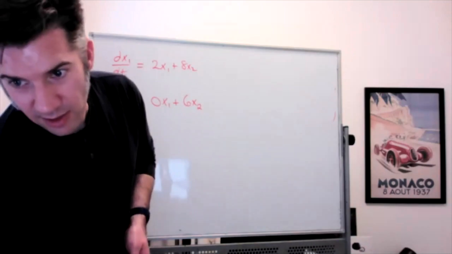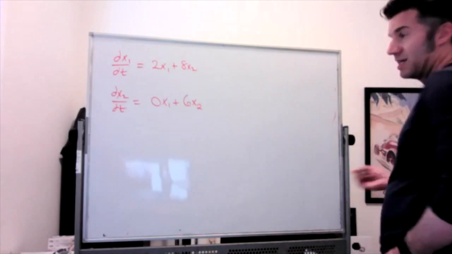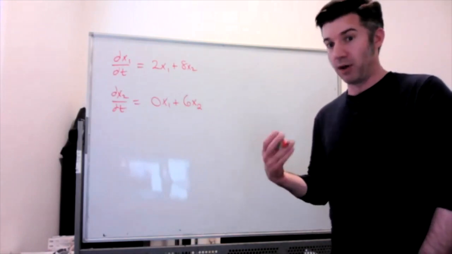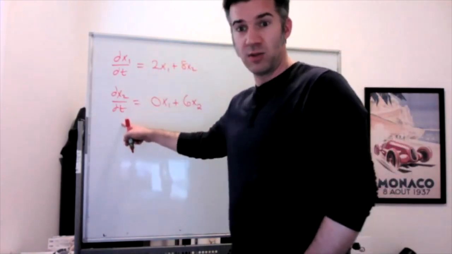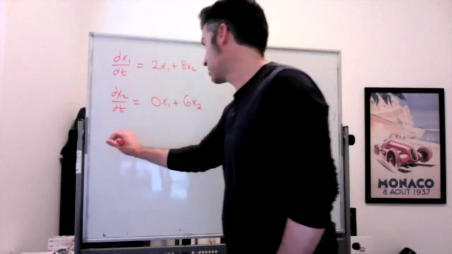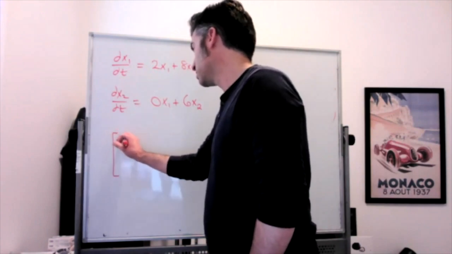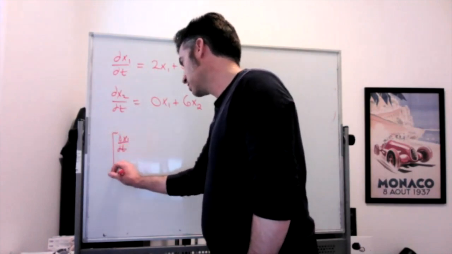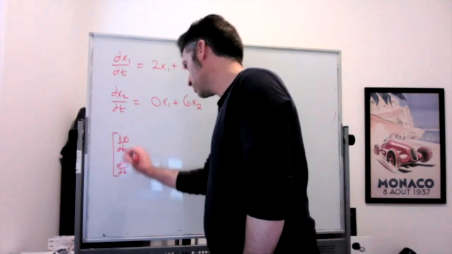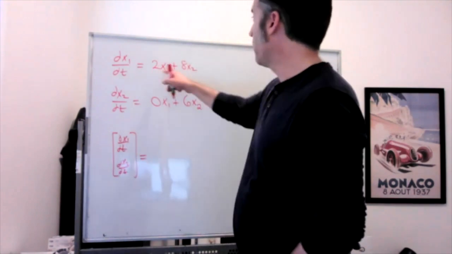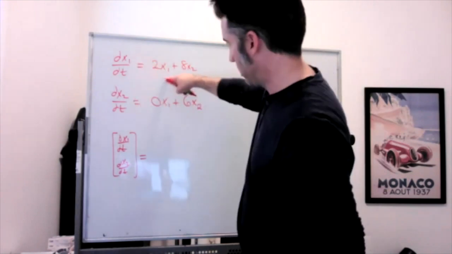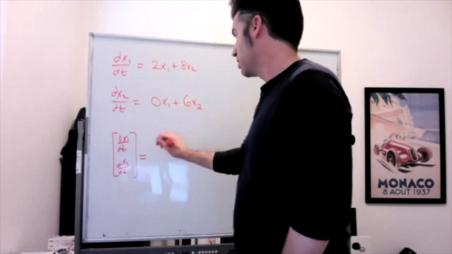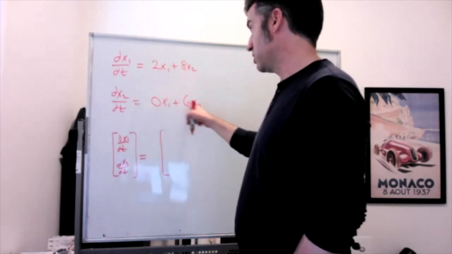So we can write this in a few different ways. One way to write this is as a matrix equation. The dx1/dt and dx2/dt become the components of the derivative vector. The coefficients are in order, x1's first, x2's second. The coefficient matrix is just those coefficients.